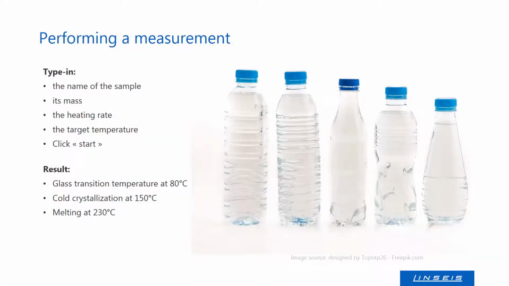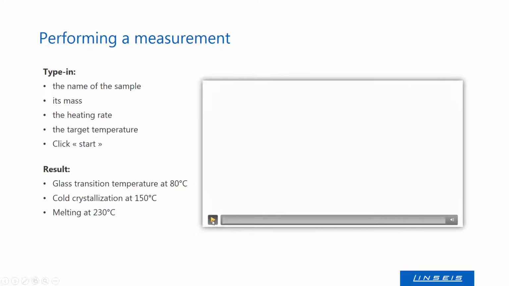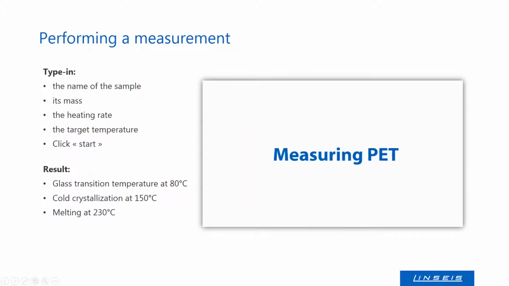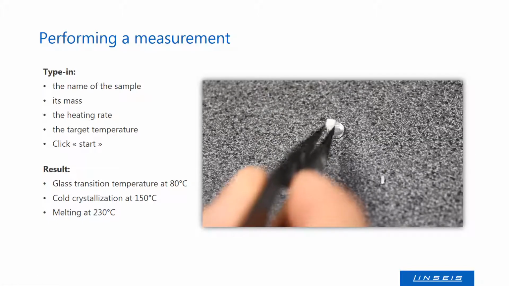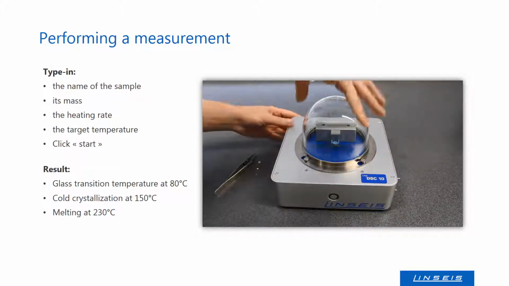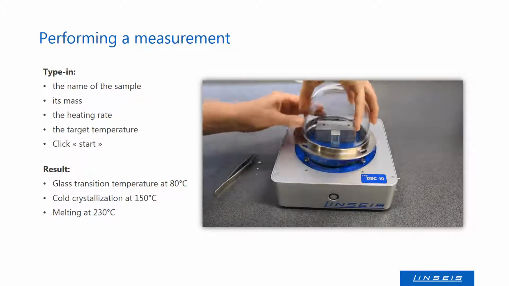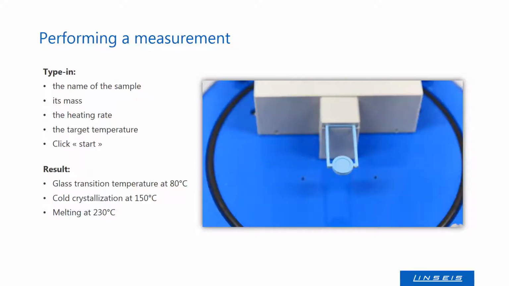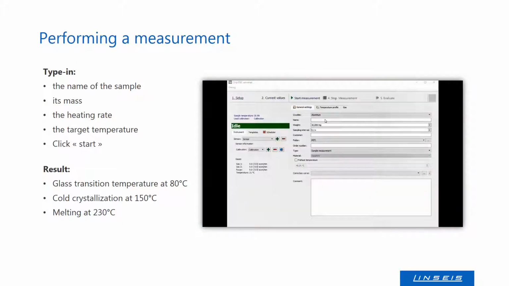Here you can see how to perform a measurement by measuring a sample of PET. The measurement of PET requires only a few steps. First of all, you have to prepare your sample, which can be a granulate or can be any kind of powder or solid sample. You put it into a crucible, determine its weight, then you open the instrument, put the crucible containing the sample on the sensor position, and then you can enter the data.